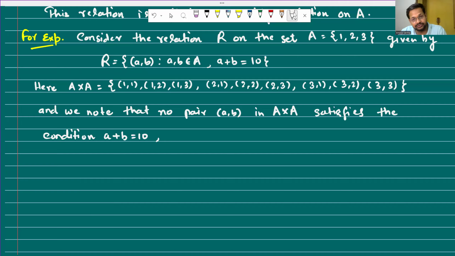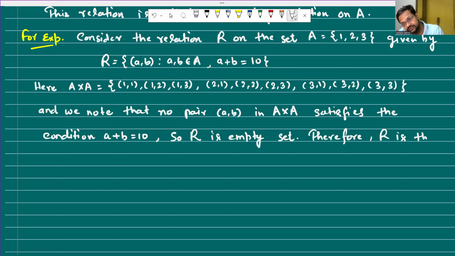Okay, so you can see this R is the empty set, therefore this relation is called the empty relation. Therefore R is the empty relation. Understood? We have a relation but no element is found, so this type of relation will be called an empty relation.